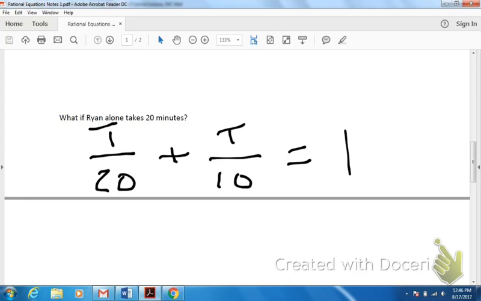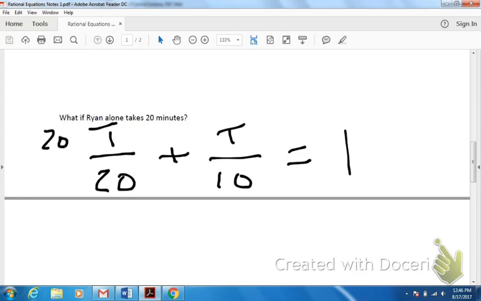Now what do you think I should multiply by to clear the fractions? So we're going to multiply. What's the biggest denominator I see? 20, right? I'm going to have to multiply by 20 or the fractions aren't going to go away. So every part of this equation times 20.